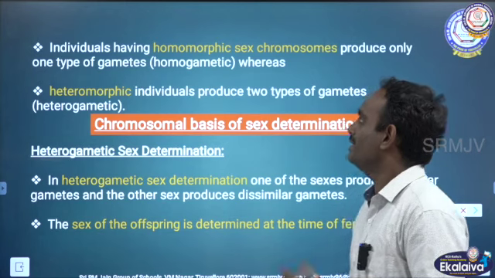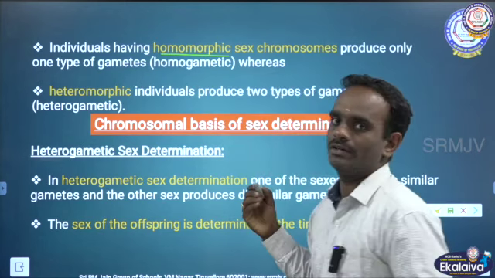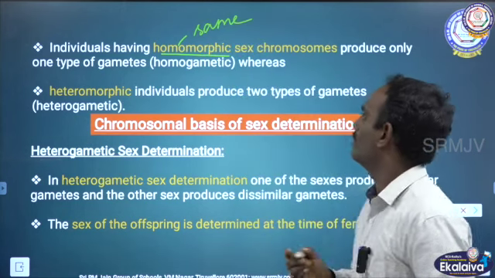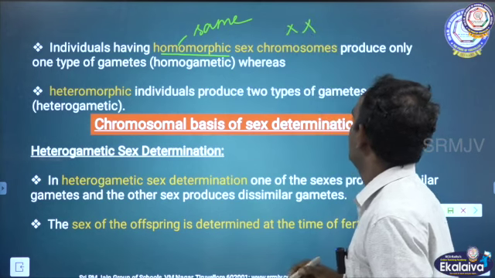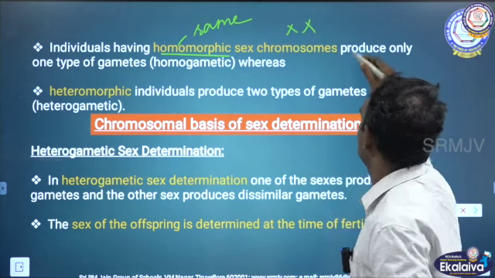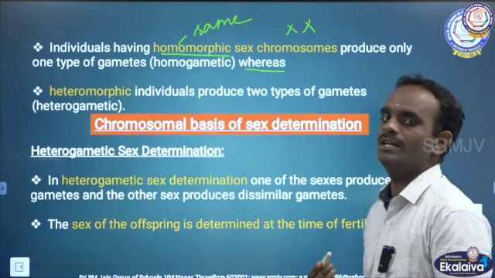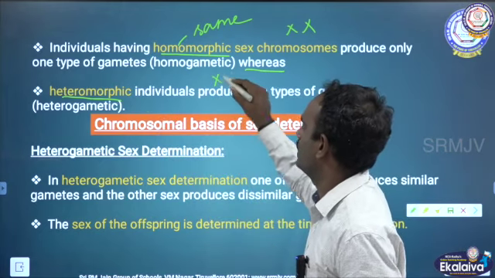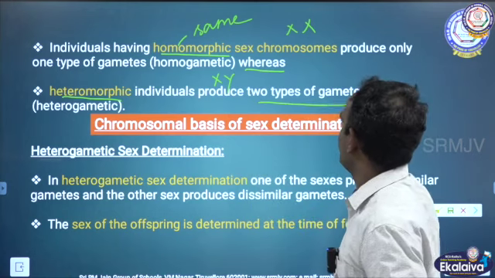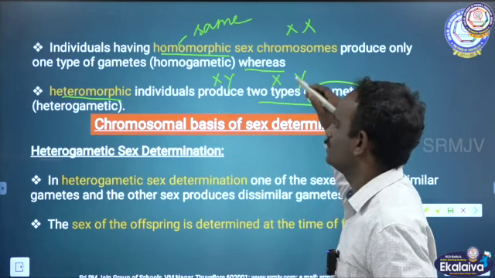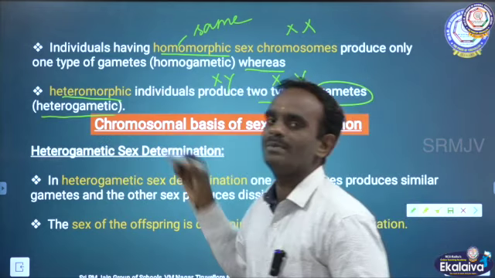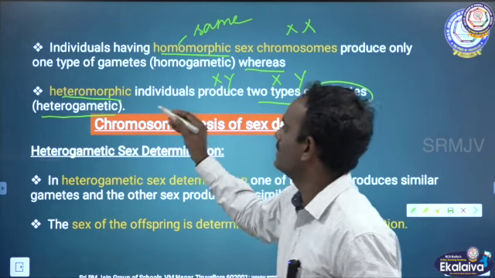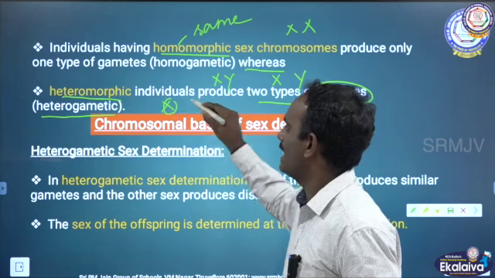If an individual has homomorphic, homo means same, sex chromosomes, that is XX, it will produce only one type of gametes. Whereas, if the individual has heteromorphic, different types of chromosomes, XY, it will produce two different types of gametes, one is X gamete and another is Y gamete. So, they are called heterogametic. Homogametic means same, only one gamete will be produced. Heterogametic means they are able to produce X gametes as well as Y gametes.